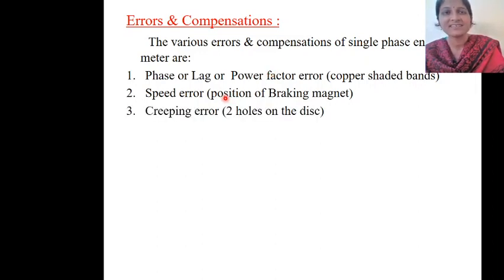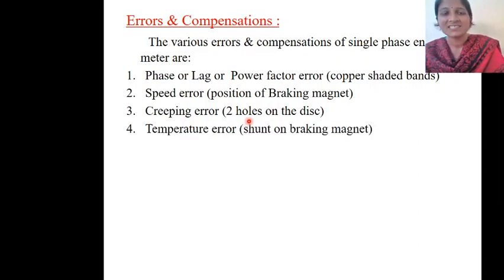And creeping error, which we have already discussed in the last class. Creeping error is nothing but the slow and continuous motion of the disc even though the current coil is not excited. To avoid this creeping error, you provide two holes on the disc. Two holes with the same radius are provided on the disc.